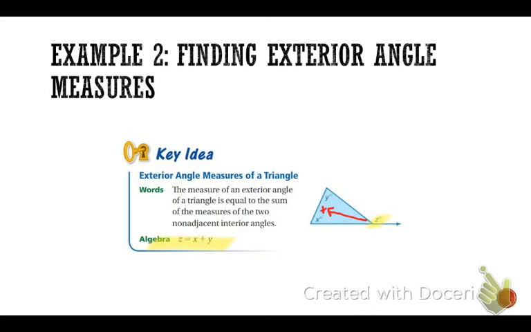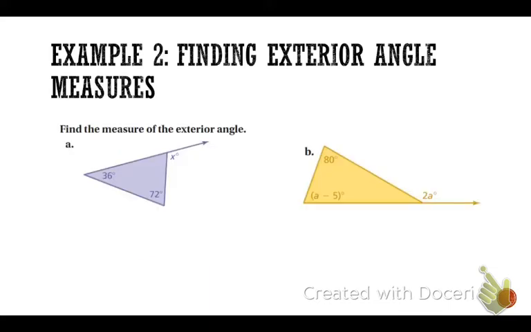You can add the two angles, they call them non-adjacent, meaning they're not touching, they're not neighbors. Add the two interior angles that are not touching the exterior angle. They're the same, so that means that they equal. So how would we set that up in an equation? We're saying that our exterior angle is equal to the sum of the two interior angles.